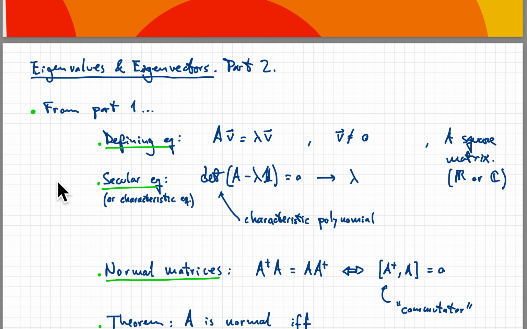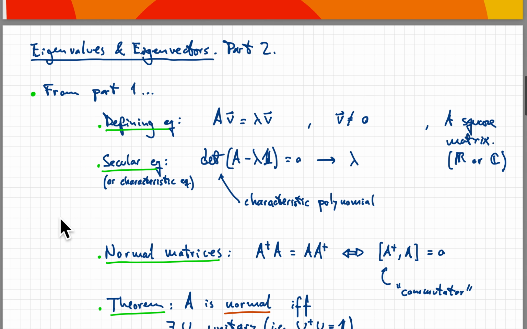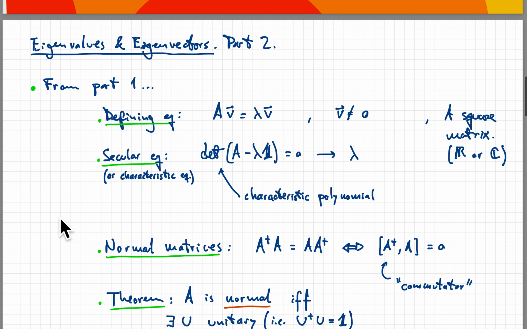So we cannot always guarantee that they might be real unless the matrix is Hermitian. So if A happens to be Hermitian, then lambda has to be real. But in general, we don't know. But at least we're sure by that theorem that lambda is at least in the complex plane.